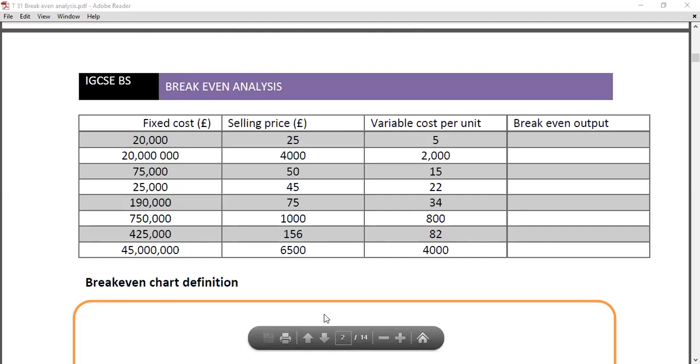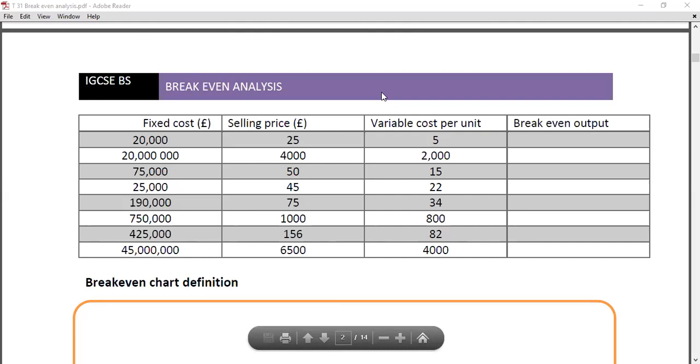I think a lot of students gave the correct answer. 4,634. Here also decimal points are coming, like 0.146, but we are not taking 0.14, so we round it to the nearest 10. This is 4634.